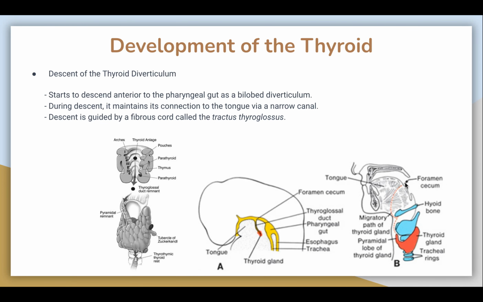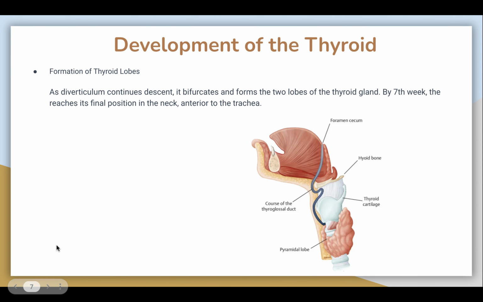So from the posterior aspect of the tongue, which involutes as a foramen cecum, the thyroid gland in adult life should be within the anterior neck already. As the diverticulum descended, it bifurcated to form the two lobes of the thyroid gland. And by the seventh week of embryonic development, it reaches its final position in the anterior aspect of the neck.